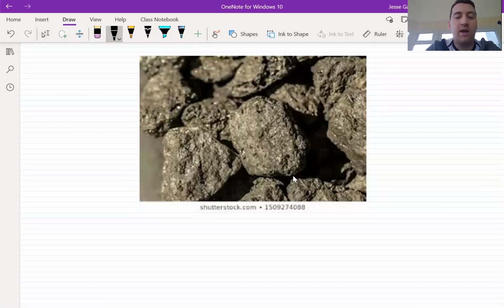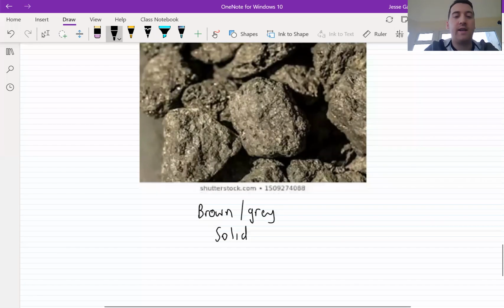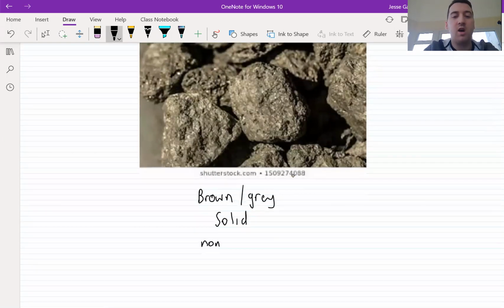What are its properties? Well, it's kind of a browny color compared to the other ones. It's brown, or some people might still call it gray. I think it's more browny. It looks to me to be a solid, quite a hard solid maybe. And we've learned from the video that it's definitely non-magnetic. So it has the property that it's non-magnetic.